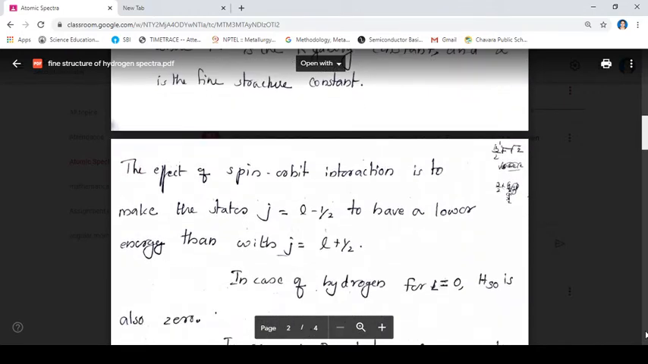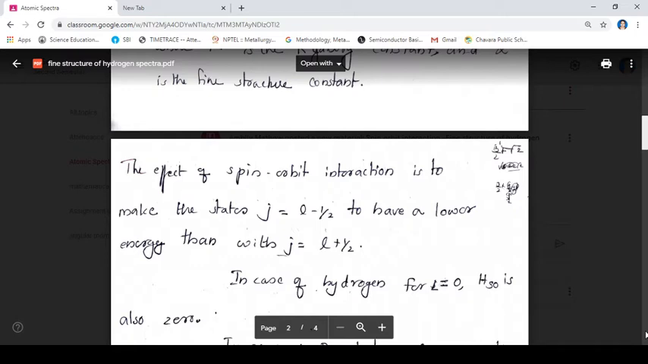Now if you remember, in the first class, in the hydrogen spectrum corresponding to n equal to 1, l equal to 0, the energy was minus 13.6 and only one state was there. For n equal to 2, you have l equal to 0, 1, two states were there, and we assumed these two states were degenerate, that means they have the same energy. Now what happens due to spin orbit interaction is that this degeneracy is removed. This happens in the case of l equal to 1, l equal to 2, l equal to 3, etc.